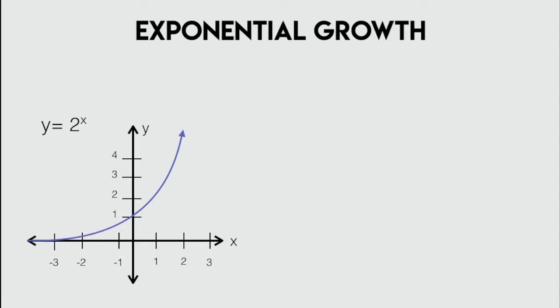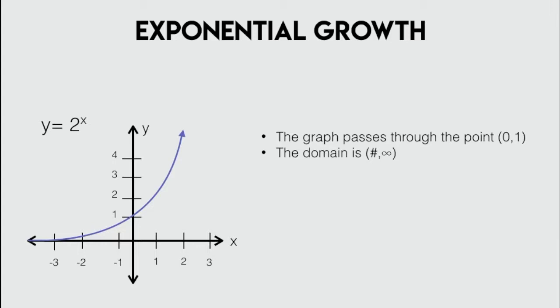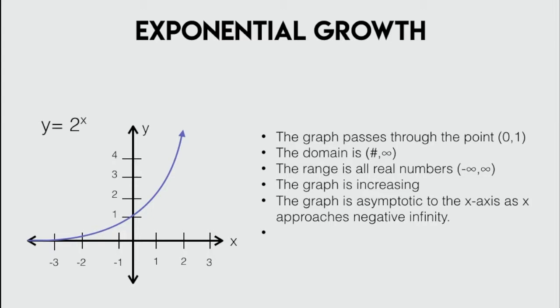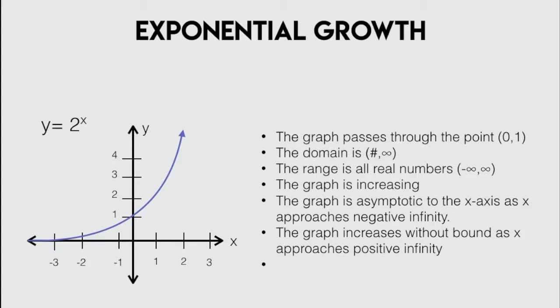Here are some properties of the exponential function when the base is greater than 0. The graph passes through the point (0, 1). The domain is all real numbers, to infinity. The range is all real numbers. The graph is increasing. The graph is asymptotic to the x-axis as x approaches negative infinity. The graph increases without bound as x approaches positive infinity. The graph is continuous, and lastly, the graph is smooth.